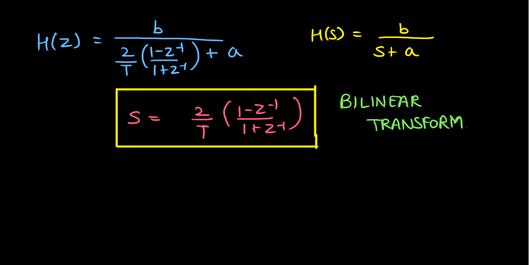So we started with this analog domain expression for a low pass filter, and then doing the trapezoidal approximation, then taking Z transform, we obtained the equivalent H(z) expression and then found the equivalence between this s and this z. So the equivalence that we obtain is basically s equal to 2/T into 1 minus z inverse upon 1 plus z inverse, and this is the expression for the bilinear transform.